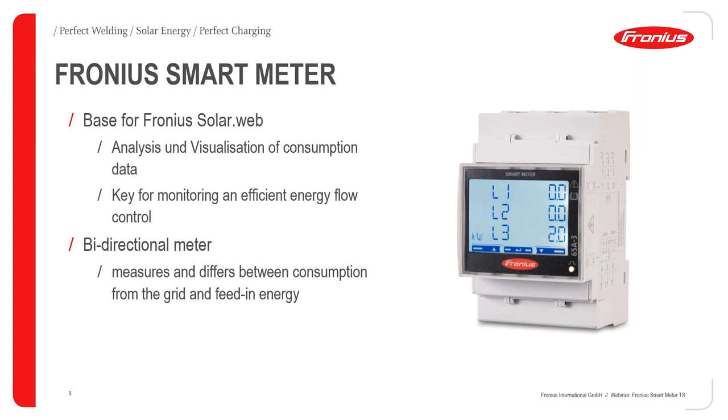And with the Fronius Smart Meter installed at the feed-in point, for example, of this household, we have a clear overview of the whole energy flow. So where do we have feed-in, where do we have consumption, how high is the consumption, and so on. So it's a clear visualization for the customer. And by bidirectional, we mean it measures and differentiates between both the consumption and the feed-in into the grid. So it can differentiate and then send the data accordingly to the Gen24 inverter or to the Snap inverter, and is then going online onto Fronius SolarWeb.